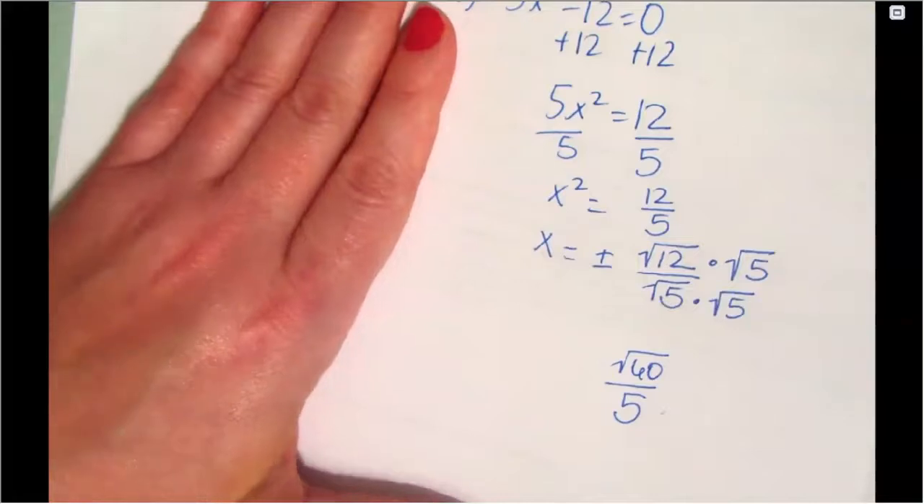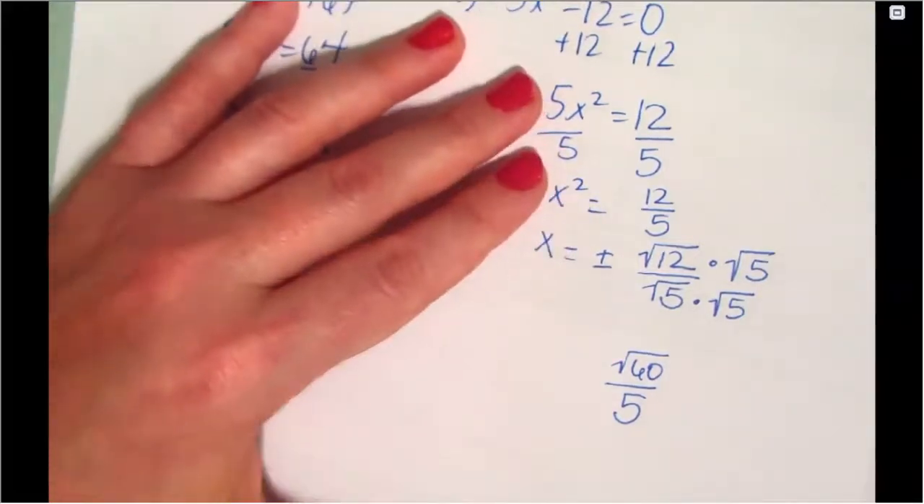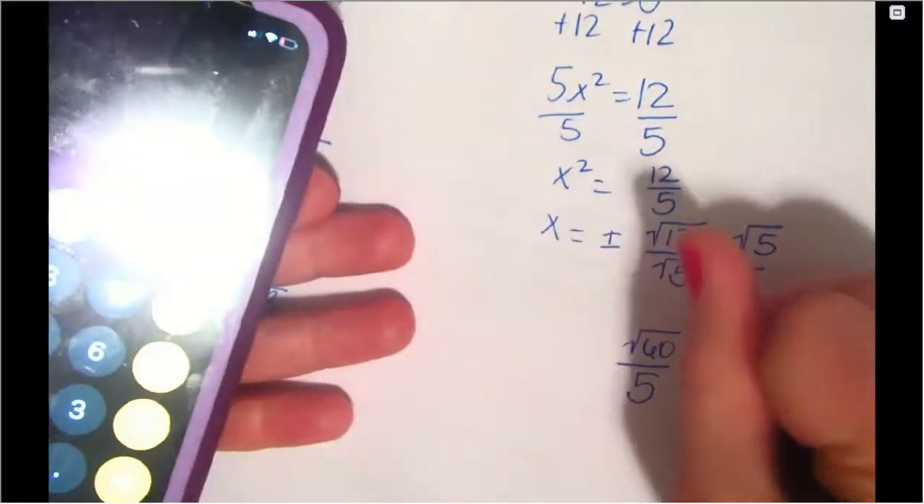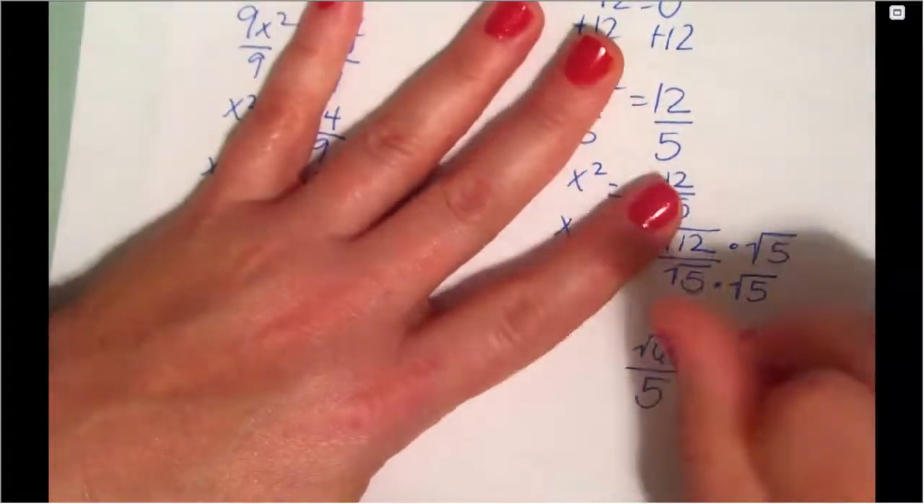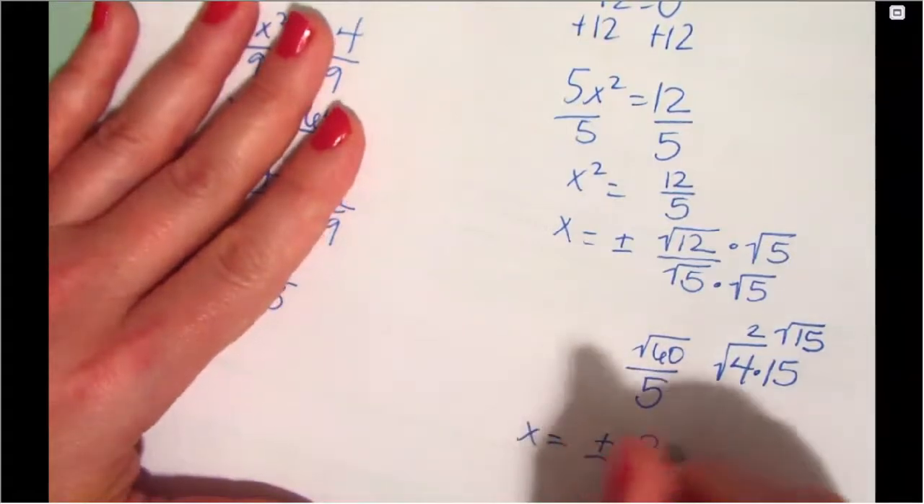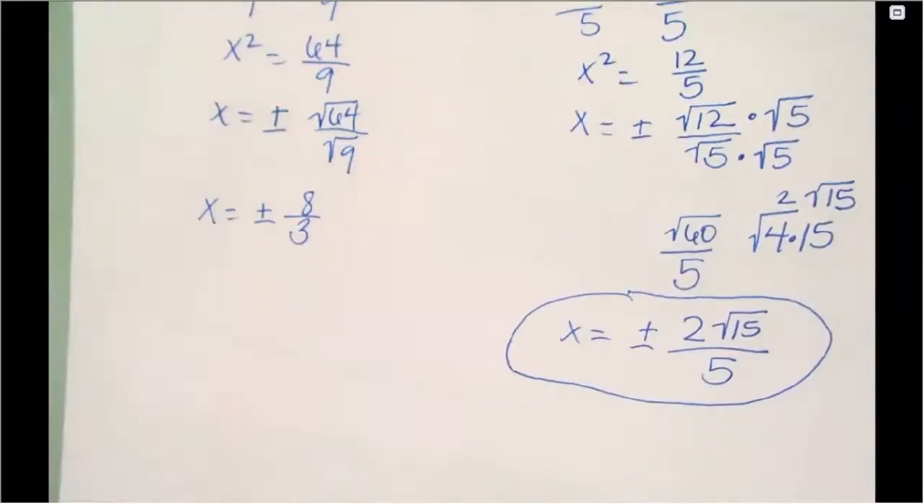Okay, so factors of 60 that are a perfect square, it's got to be 4. 60 divided by 4 is 15. So that's it. 4 times 15. The square root of 4 is 2. The square root of 15 will stay in the house. So x equals plus or minus 2 square roots of 15 divided by 5. Just like that. Okay.